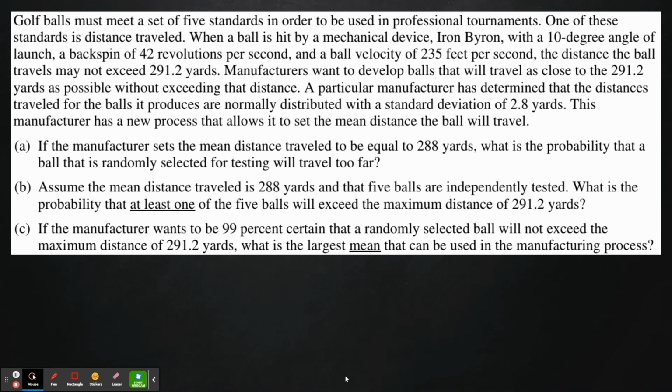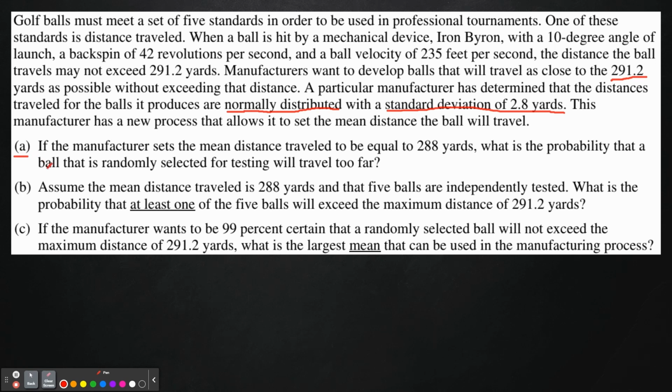A particular manufacturer has determined that the distance traveled for the balls it produces are normally distributed, with a standard deviation of 2.8 yards. This manufacturer has a new process that allows it to set the mean distance the ball will travel. The first thing I notice after reading the problem is that there's a lot of extra information. The important parts are that the distances are normally distributed, with a standard deviation of 2.8 yards. The other thing we have to keep in mind is that they do not want the ball to travel more than 291.2 yards. So let's jump into part A.